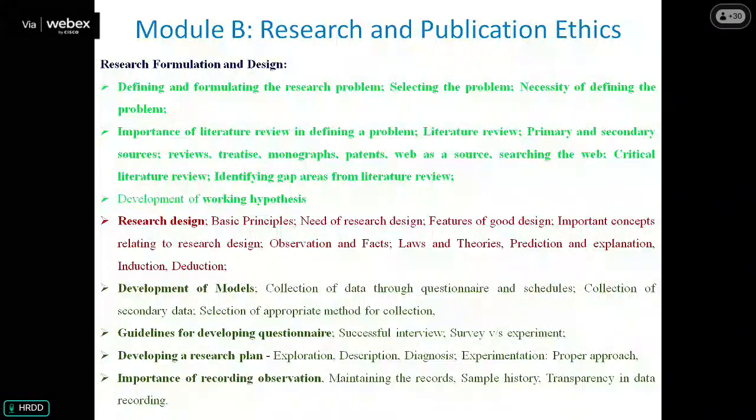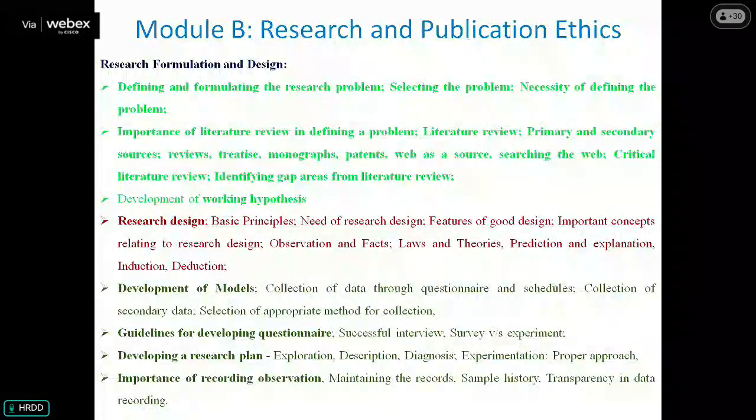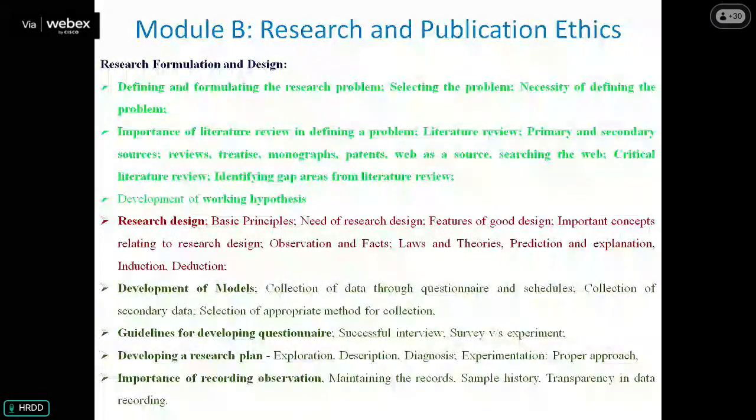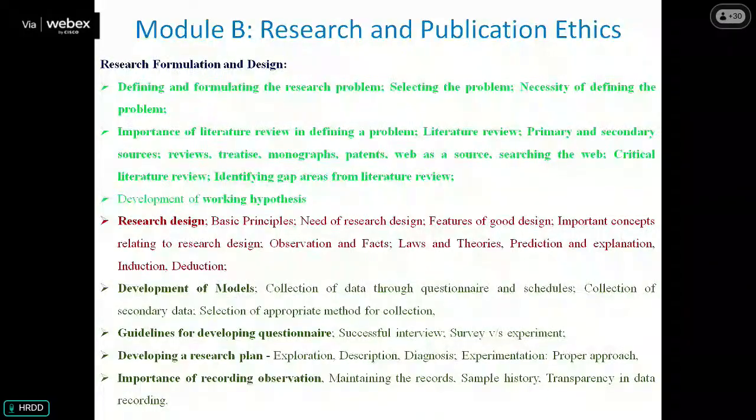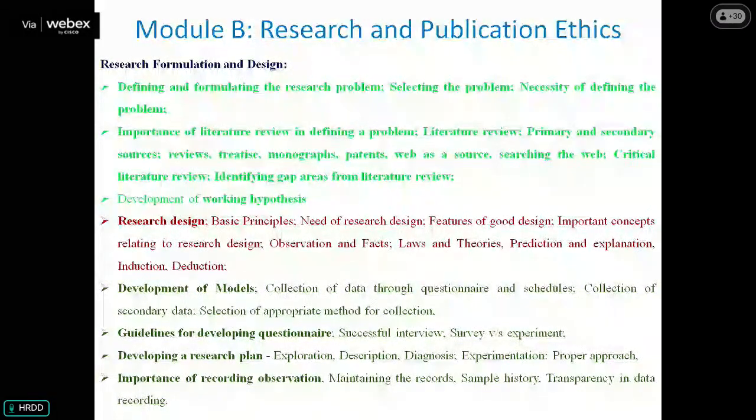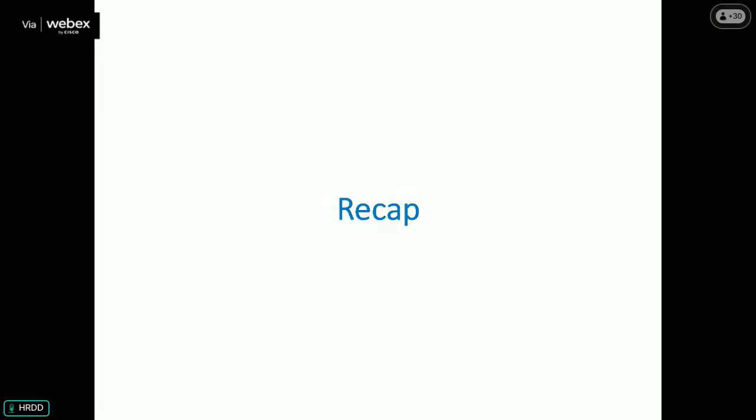Okay. So here we have done what we have done already. We have covered this green part, and till yesterday, Friday, we did working hypothesis. So we will start with research design today. As in every class, we'll do a recap of what we have done till now.